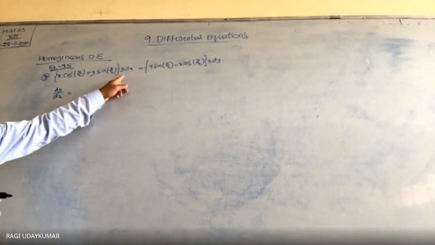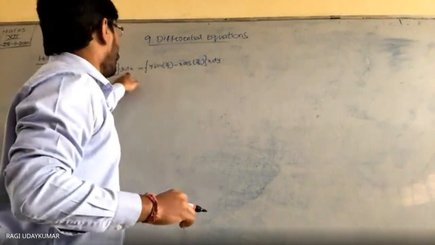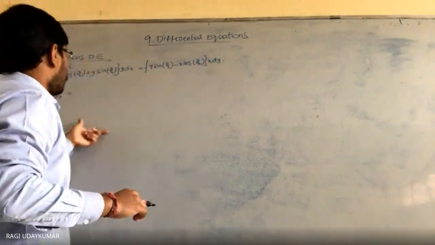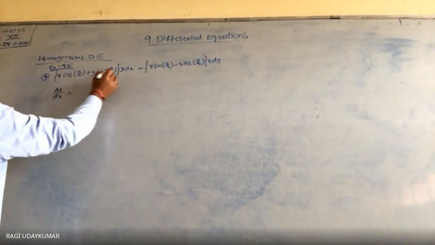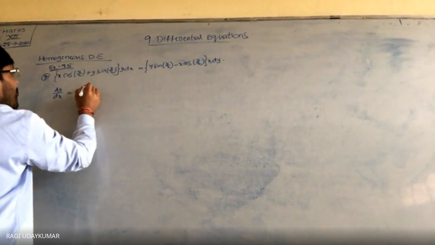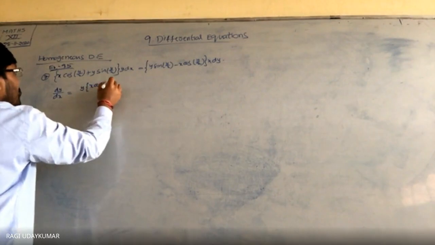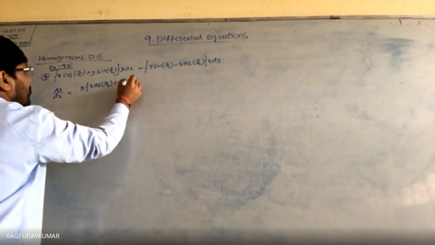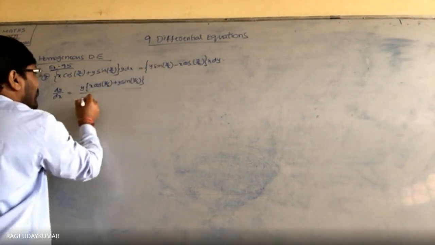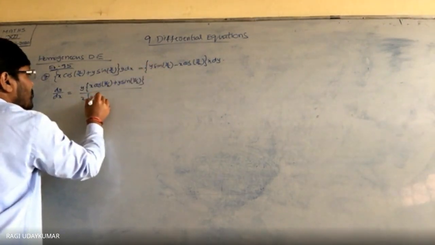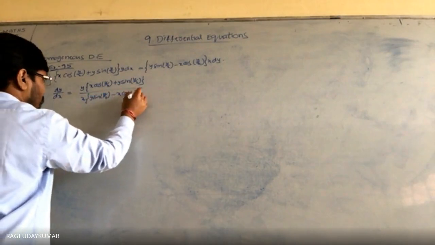So we need to take this dy by dx only here. This complete term goes to the other side, so it goes in the numerator. So what is the numerator? y into x cos y by x plus y sin y by x, divided by x into y sin y by x minus x cos y by x.